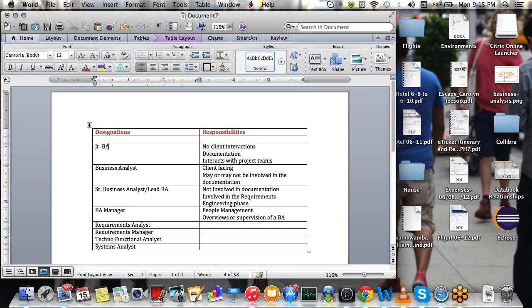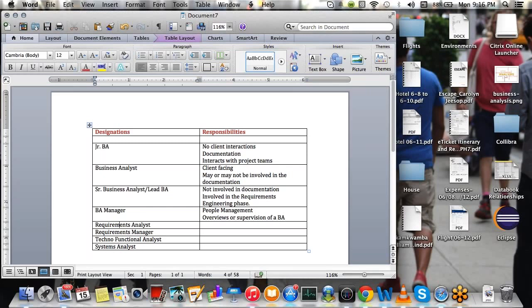There may be another BA who will make sure the entire project is in place and make sure that we are all capturing the required requirements, right? And the BA manager may overview it. At times they don't even hire a BA manager. They ask the project manager to look into all the requirements and get it delivered. So we will see the difference between a BA manager and a project manager right after this explanation.